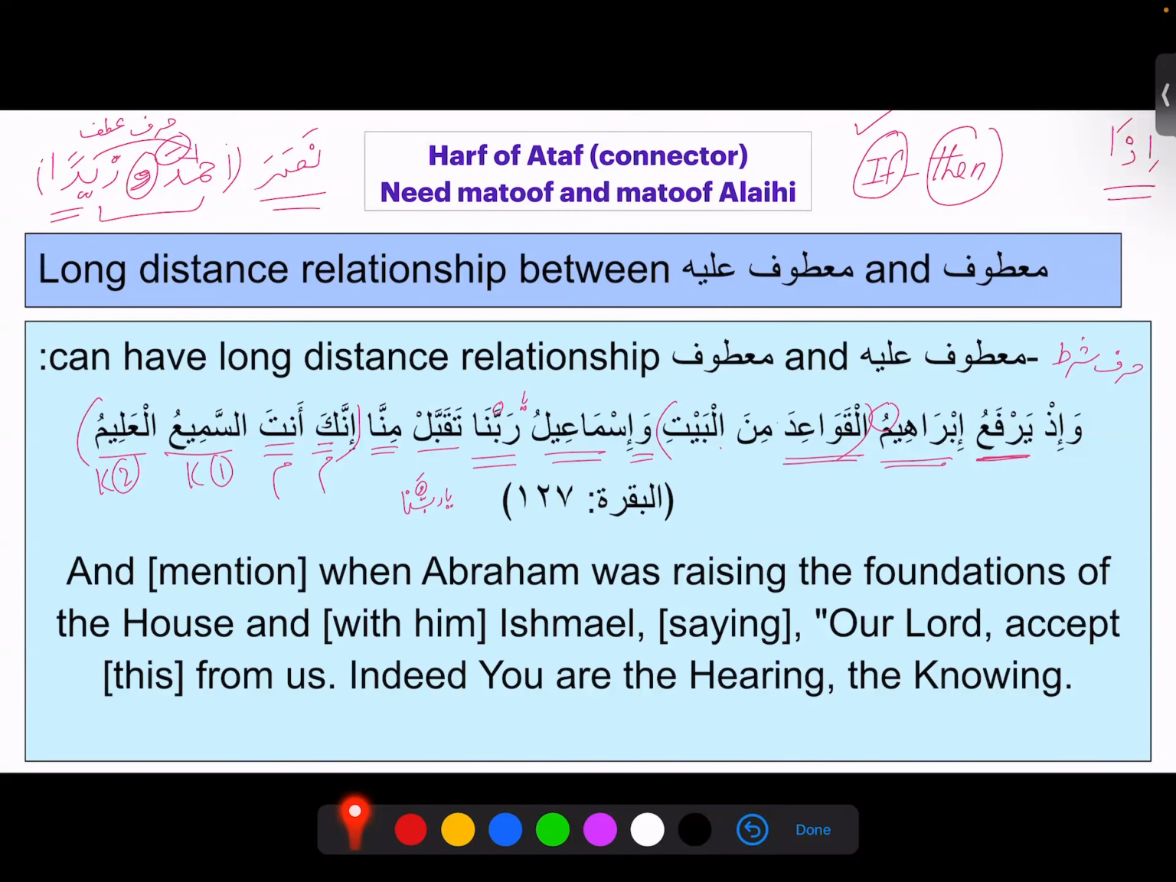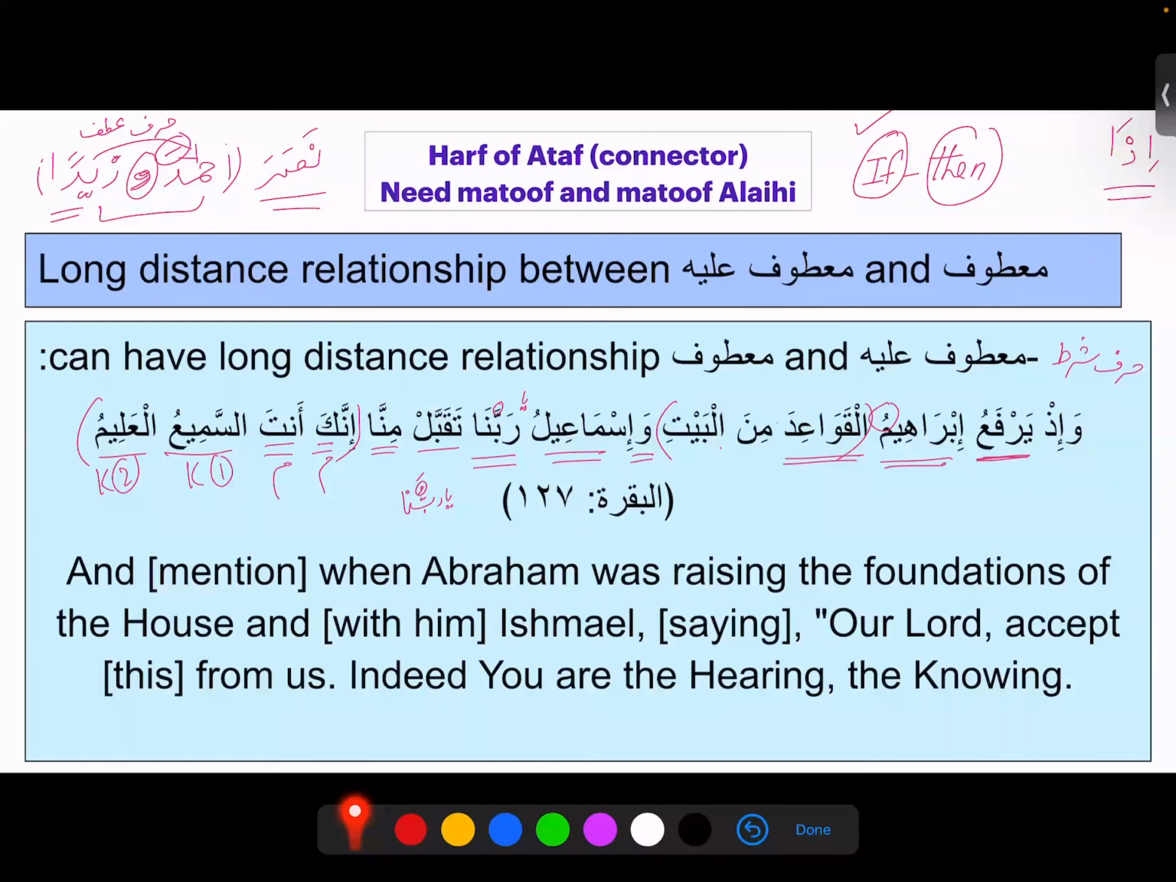For example, in this example over here, wa is yarfa'u, when he raised, who raised? Ibrahimu. So this Dhamma on Ibrahimu is telling us that Ibrahim is the doer, right? So when Ibrahim alayhi salam raised qawaida min al-bayti, the foundations of the house, wa Ismailu. Now, waw came and we see that Ismailu is rafa, right? Why is it rafa? Because it is matufun alayh to Ibrahimu. So this is an example that matuf and matufun alayh can be just one ism, mufrad ism, right?